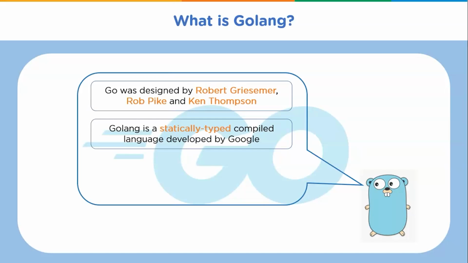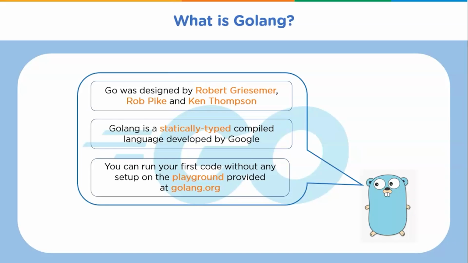It is a statically typed compiled language. Not only that, Go supports concurrent programming, that is, it allows running multiple processes simultaneously. This is achieved using channels, goroutines, etc. And moreover, you can run your first code without any setup on the playground provided at golang.org.